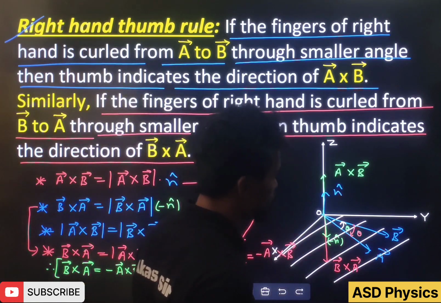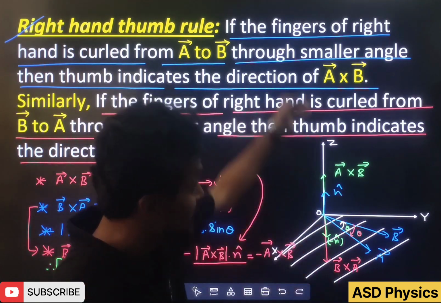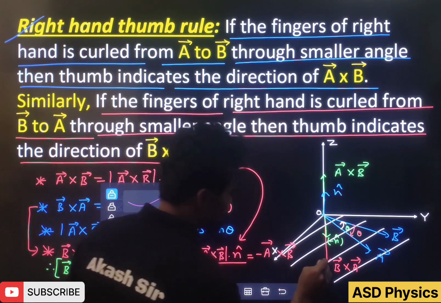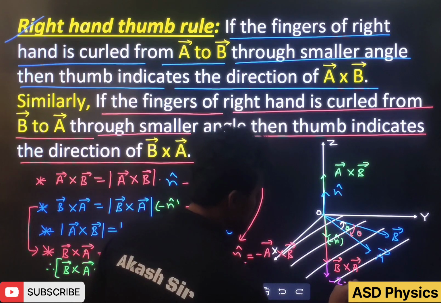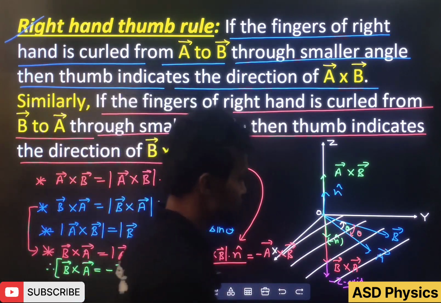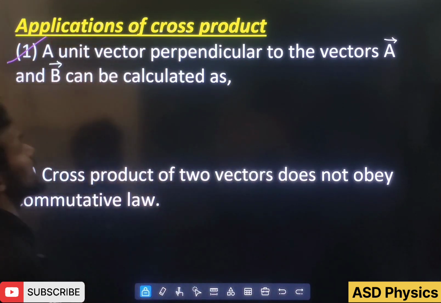Okay, and sometimes a question will come: A cross B and B cross A make how much angle? You can see very well, A cross B is along the Z axis and B cross A is along which direction, students? B cross A is along the negative z axis. So how much angle? They will make 180 degrees.